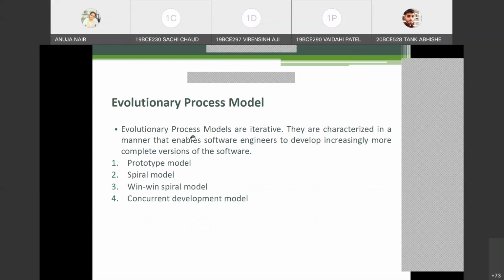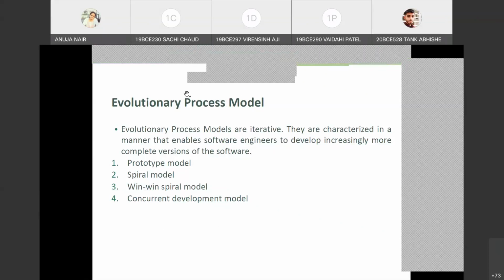What is the meaning of evolutionary? Basically, like the name suggests, evolution is happening. That my product is getting evolved all the time. At the initial phase, I don't have a complete version of my project, right? My project is always evolving. So we say that it is evolutionary process model, and all the phases are happening in it. That's why all four are falling under evolutionary process model. So that is the meaning of evolutionary process model.